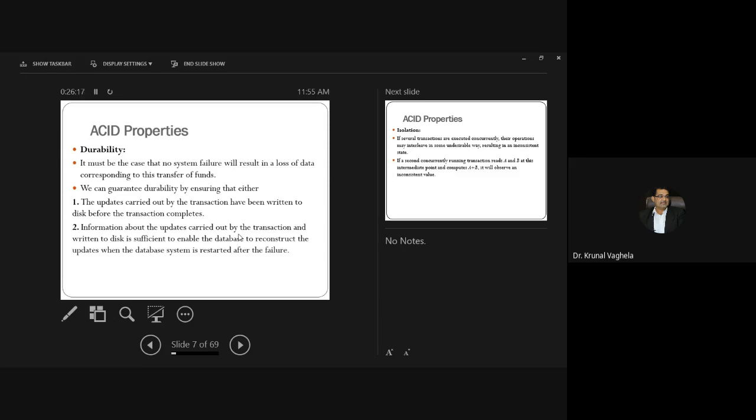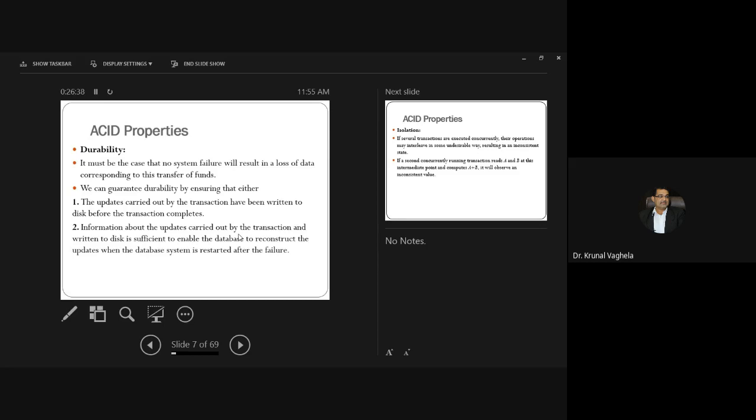Number two, information about updates carried out by the transaction and written to the disk is sufficient to enable the database to reconstruct the updates when the database system restarts after failure. It is telling about log. What are the updates that you are doing? They must be recorded somewhere. We'll see log-based protocols also.